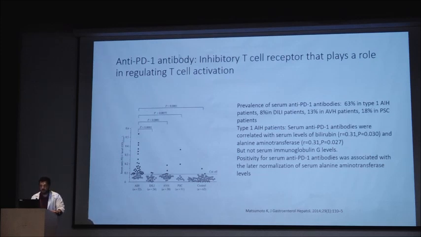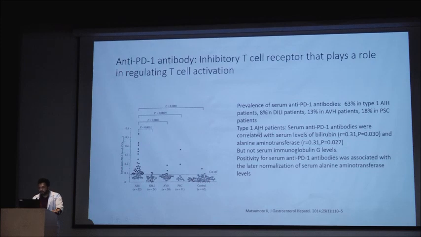The other marker is anti-PD-1 antibody, where PD-1 is an inhibitory T cell receptor, which helps in regulating T cell activation. In patients with autoimmune hepatitis, as compared to other etiologies such as DILI, acute viral hepatitis, and primary sclerosing cholangitis, there's an increased level of serum PD-1 noted. It can be noted in up to 63% of patients with type 1 autoimmune hepatitis, 8% with DILI and AVH, and primary sclerosing cholangitis 13 and 18%.